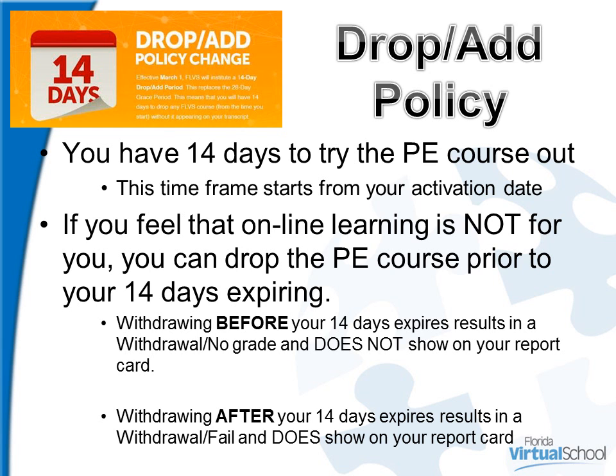You have 14 days to try the PE course out. This time frame starts from your activation date. If you feel that online learning is not for you, you can drop the PE course prior to your 14 days expiring. Withdrawing before your 14 days expires results in a withdrawal no grade and does not show on your report card. Withdrawing after your 14 days expires results in a withdrawal fail and does show on your report card.